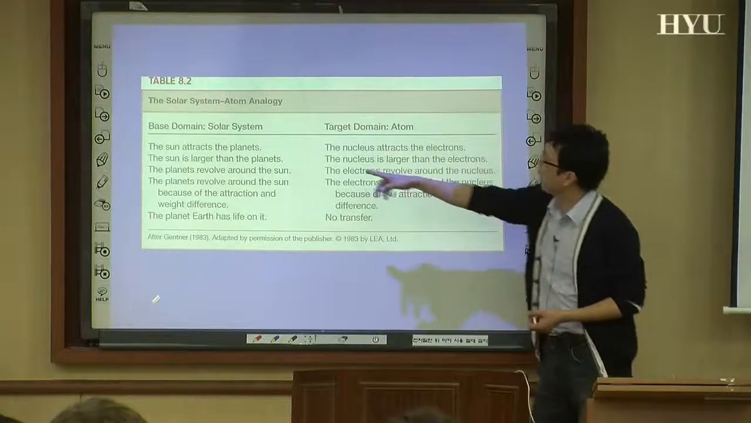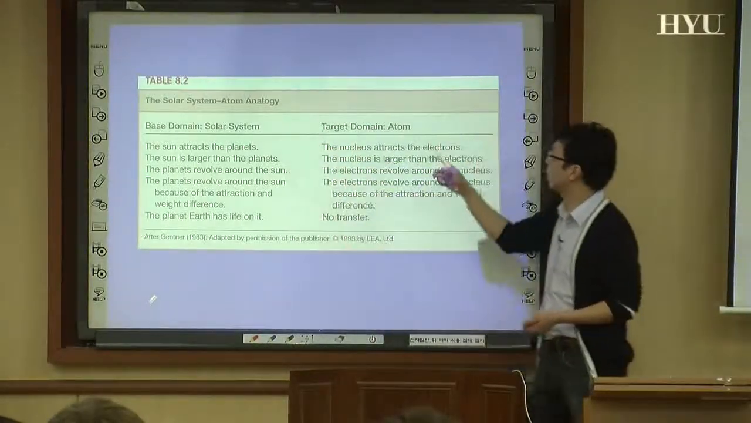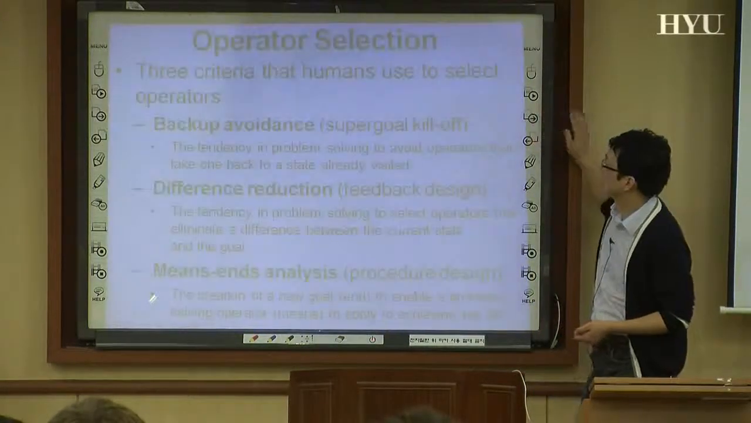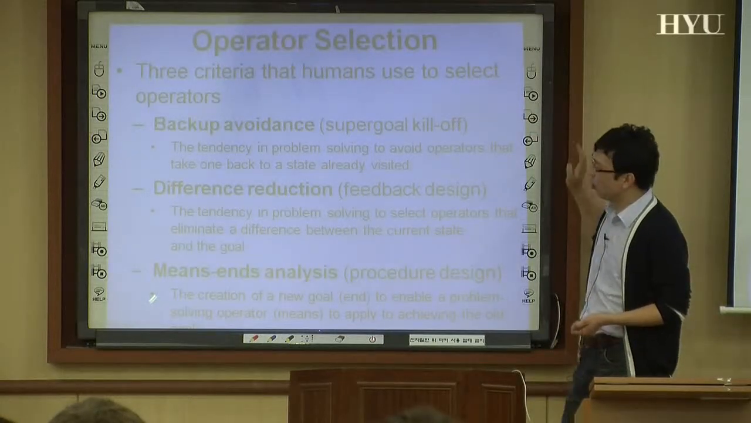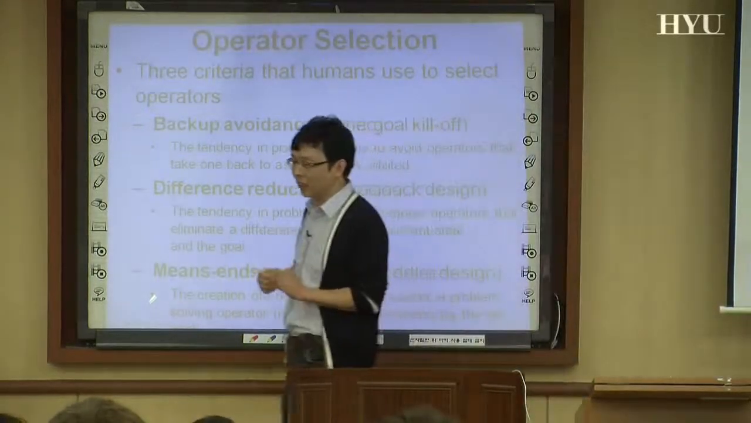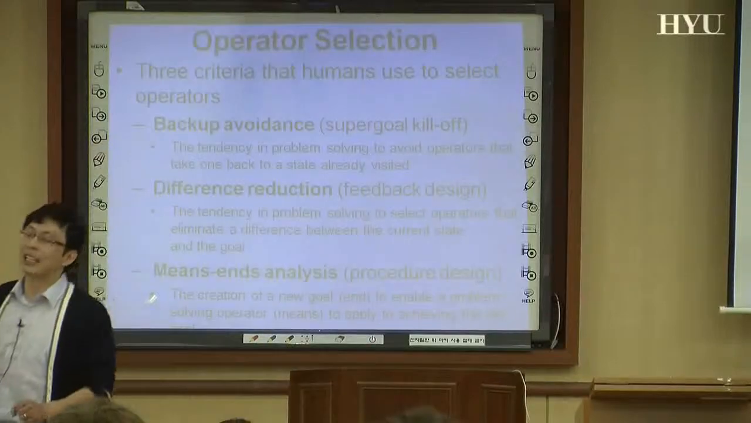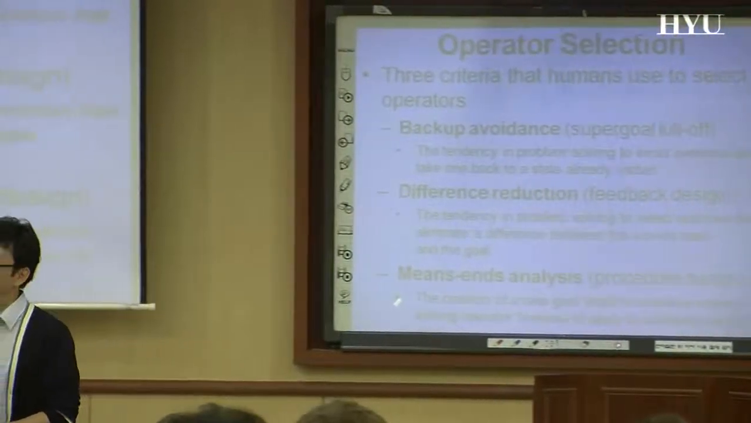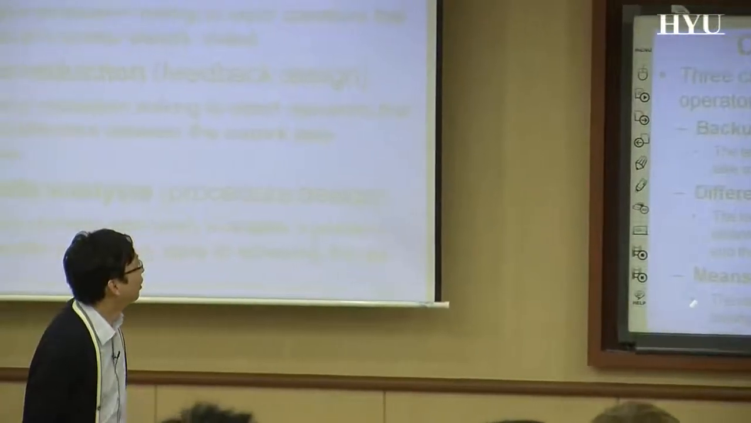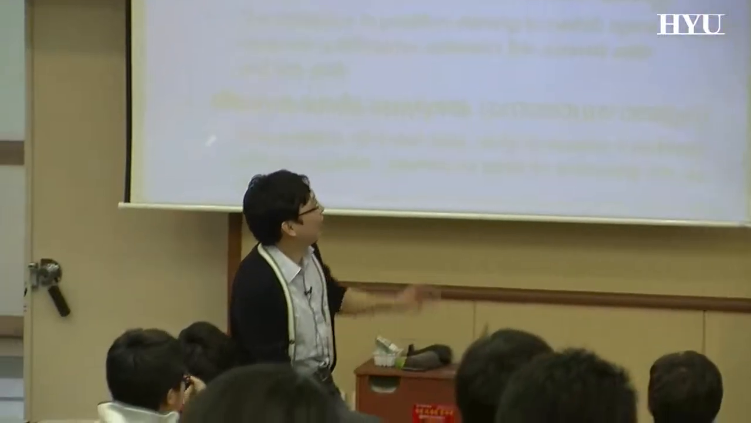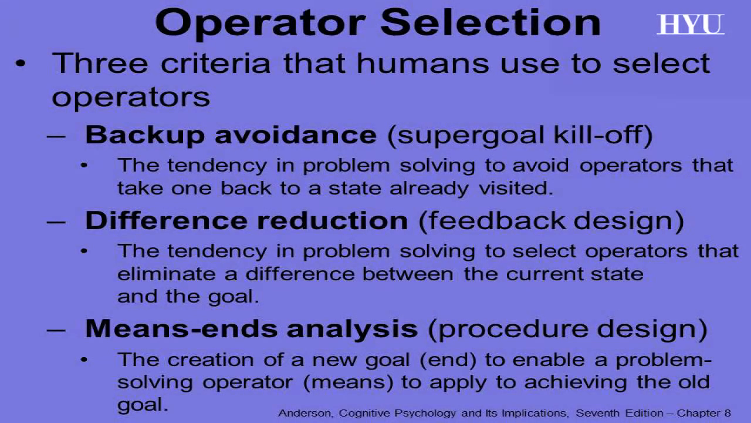So, yeah, that is how the solar system atomic analogy works. From now on is the major part of problem solving, and that is human problem solving behavior. We have 3 major things. That's the major part of chapter 8. So the only 3 things you have to remember in chapter 8 are these 3 things.